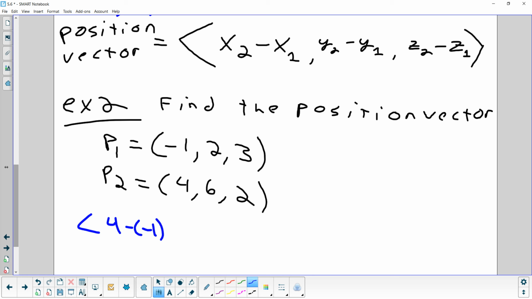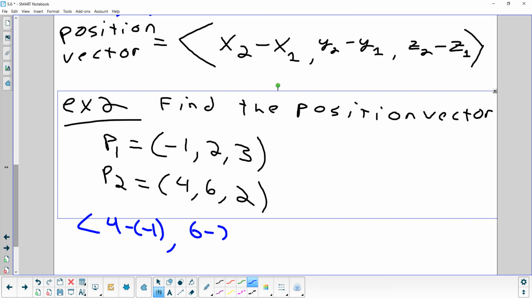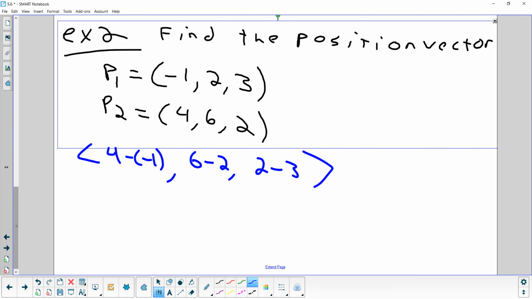4 minus -1. 6 minus 2, 2 minus 3. And then simplify. 5, 4, negative 1.